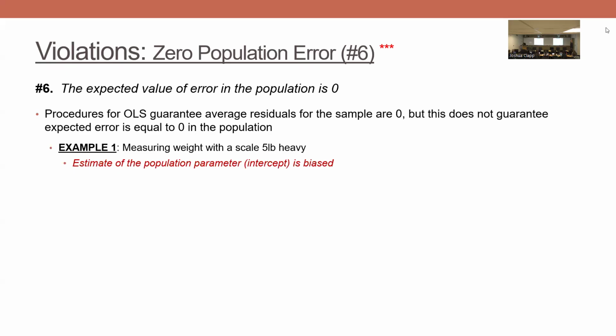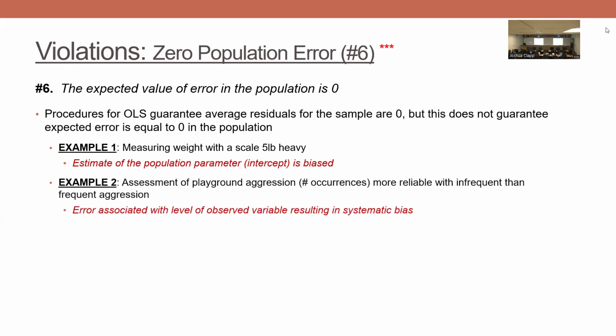What I'm going to see is that the relation between height and weight is probably going to be unbiased, but my intercept is going to be biased. Everybody's going to be 5 pounds heavier than they actually are in reality. So the errors I get out of my model are not going to be equal to zero in the population, because everything is going to be plus 5 since I've got a biased measure.